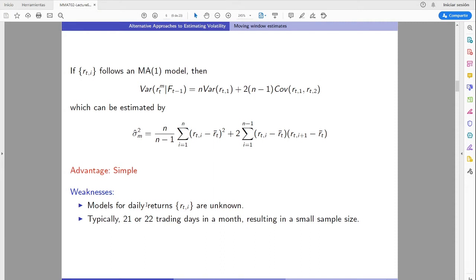Weaknesses for this: models for daily returns R_t^i are unknown, and typically a trading month has 21, 22 days roughly, which means the sample size is small, which implies predictions are not good by definition.